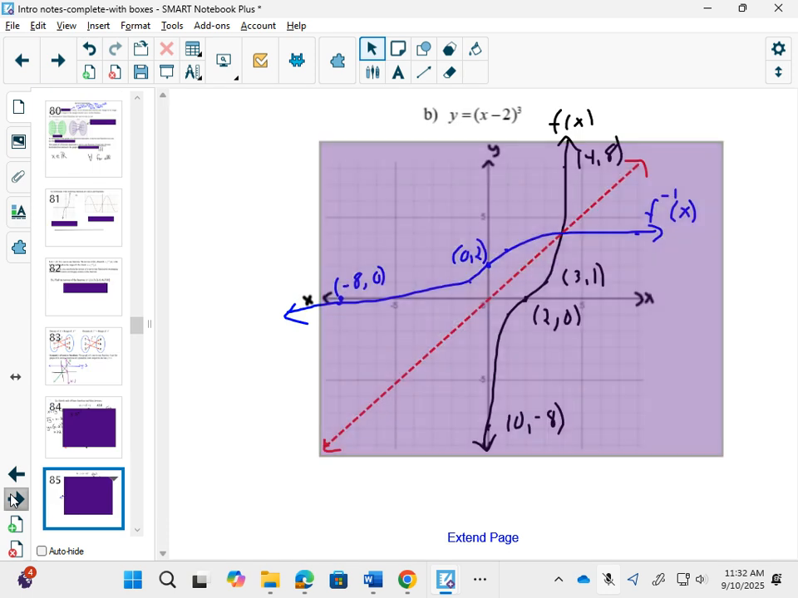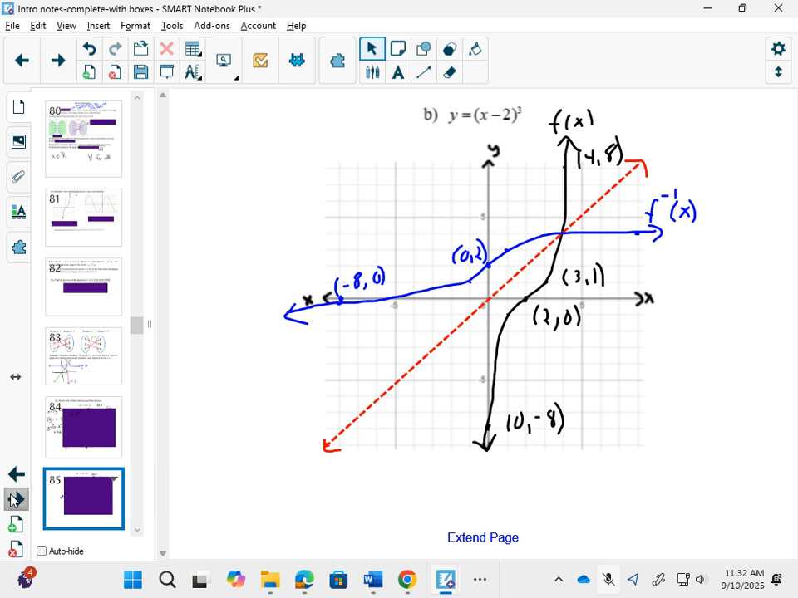X minus 2 cubed, if you graph that one originally, that would be your x cubed graph. Move 2 units to the right. Switch all of your x and y's. And there's your inverse graph.